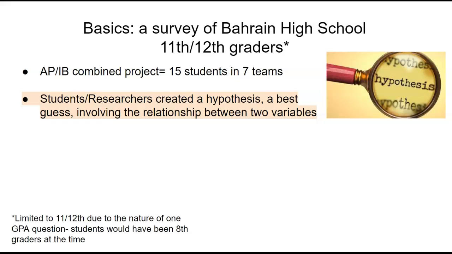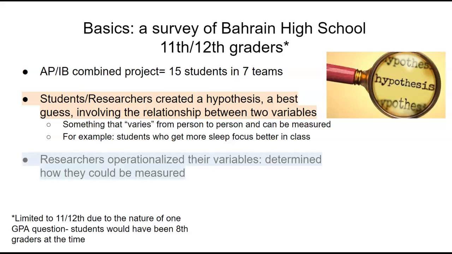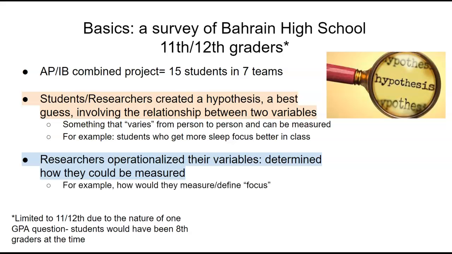The students, researchers, created a hypothesis, a best guess, involving the relationship between two variables. A variable is something that varies from person to person and can be measured. For example, students who get more sleep, a variable, focus better in class. Focus is a variable. The researchers then had to operationalize their variables, or determine how they can be measured. For example, how can you measure or define focus?